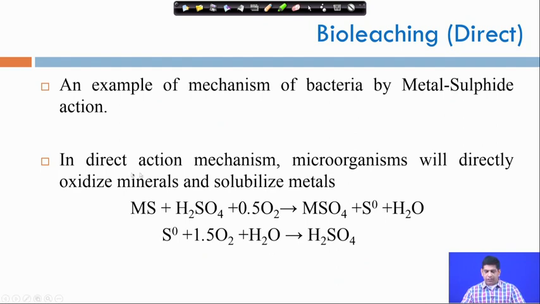So, you have this metal sulfide. So, H2 in the presence of H2SO4, oxygen. So, it will make metal sulfate, which means it will come in solution. So, it will solubilize the metal and then sulfur will come out, and the sulfur can be used to get H2SO4, and that the reaction can go back. So, we can use more H2SO4.